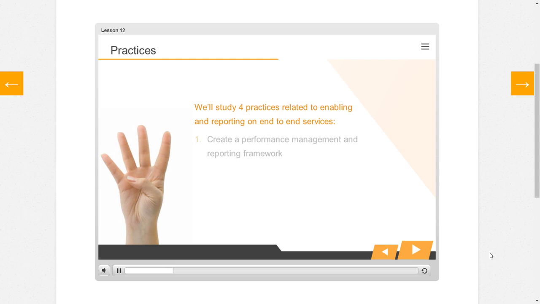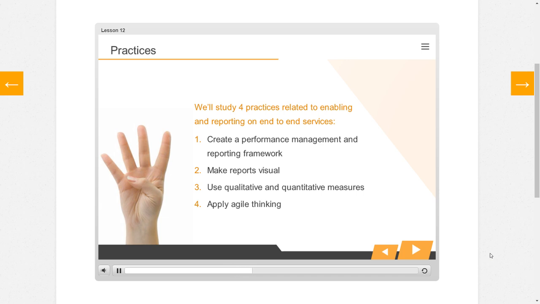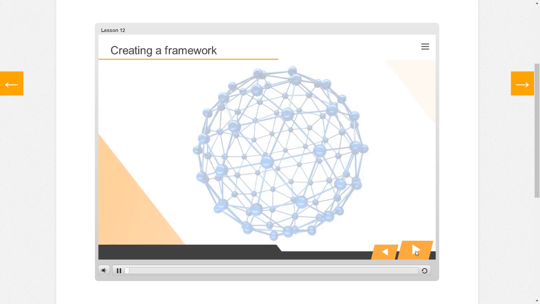We're going to study 4 practices related to service reporting. As we study each practice, think about what is in place in your own organization and whether it's effective or not. You can see the practices we'll study on screen here.